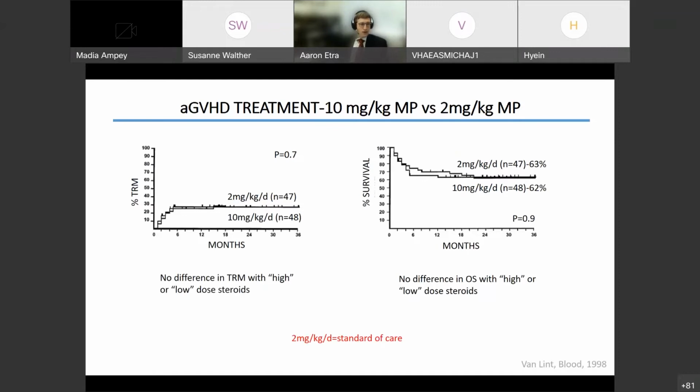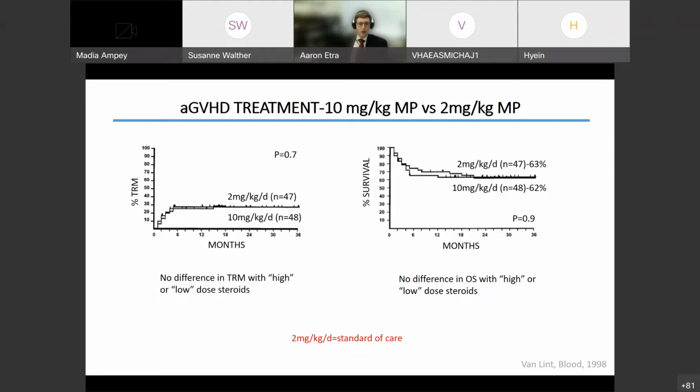And one question which we're not going to touch upon today, because there aren't clear answers, is how best to actually taper the patients once you start them on steroids. There really isn't a clearly defined evidence-based answer, and that's something which our research group does hope to contribute to. But in the past, people used extremely high doses of steroids. So, for example, this was a trial that compared 10 milligrams per kilogram per day of methylprednisolone versus 2 milligrams per kilogram of methylprednisolone per day for the treatment of acute GVHD.